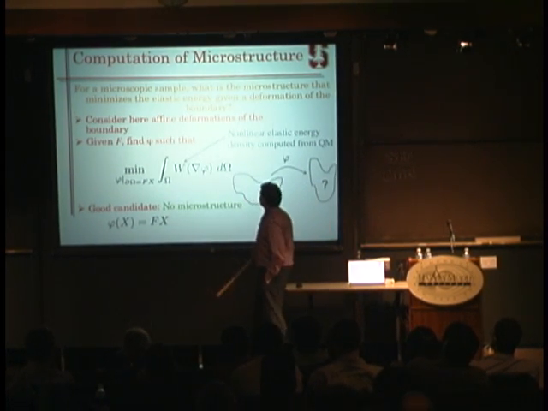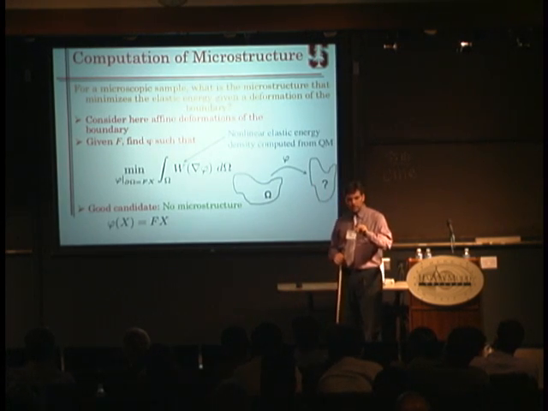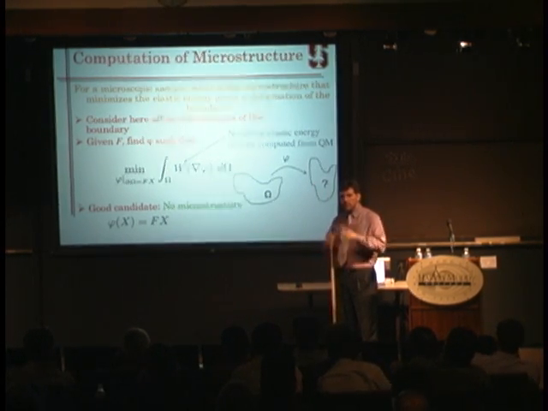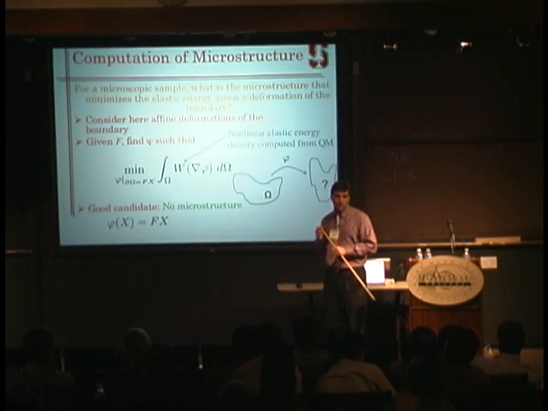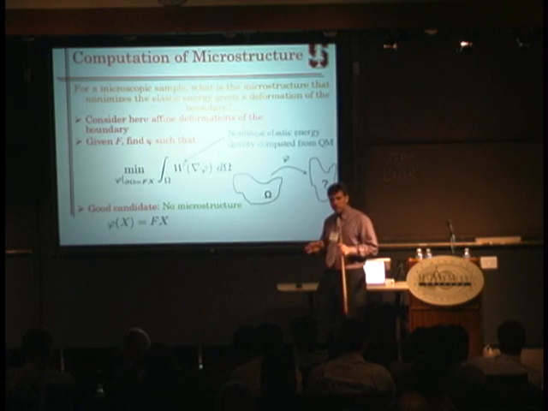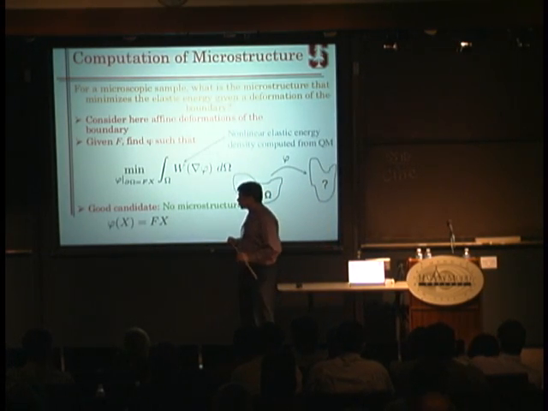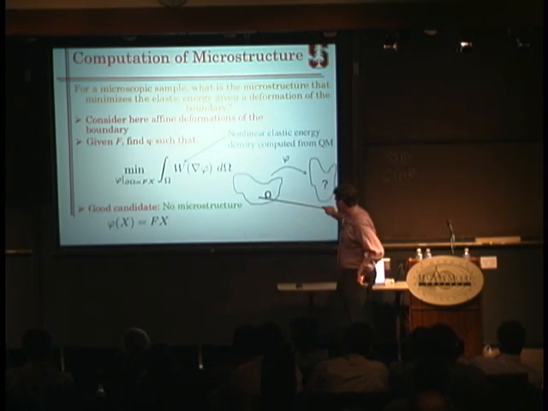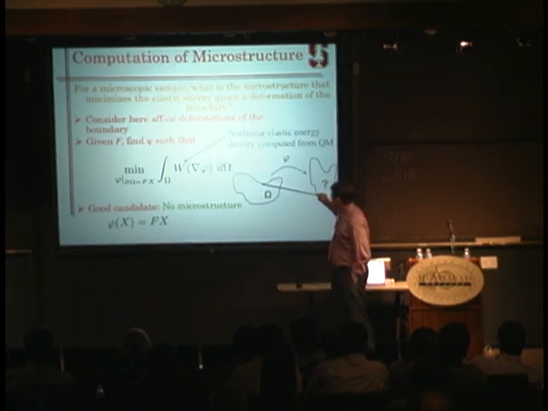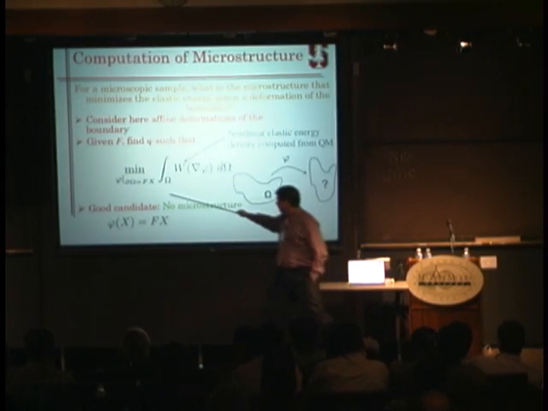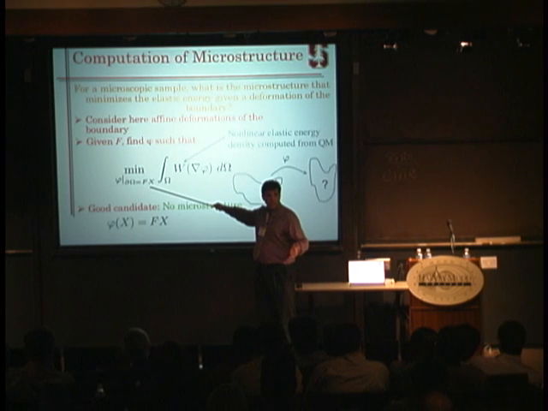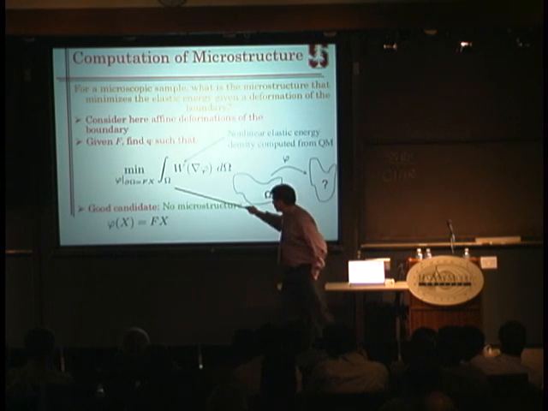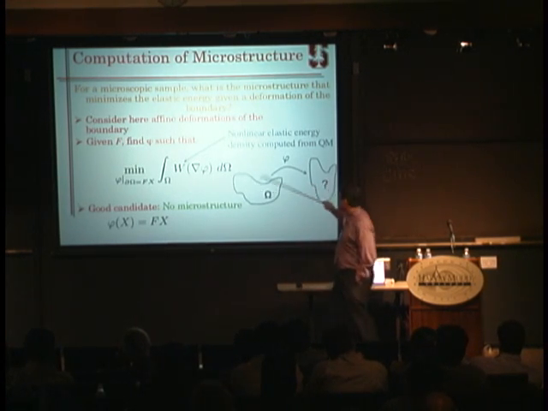If you have a microscopic sample, what is the microstructure that minimizes the elastic energy of the material for given deformations of the boundary? And in general, from homogenization theory, you can restrict yourself to consider deformations of the boundary that are affine. Okay? So if this is your sample that has 1 micron in size, you impose on your boundary a deformation of the type F times x, where F is a 3×3 matrix or second order tensor, times the position x, where x is the position of a point in the boundary. So you deform it to something like this.